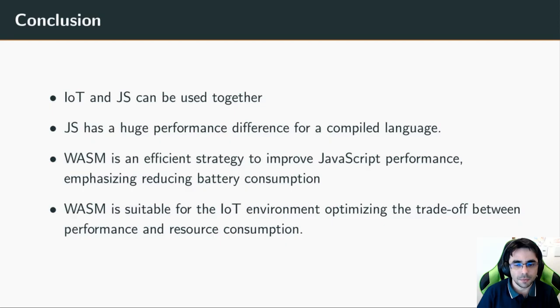Internet of Things and JavaScript can be used together. However, there are several challenges and opportunities to use the JS language applied to the IoT context. Furthermore, JavaScript is suitable to build pretty stable, clean, and maintainable code based on modern frameworks and design pattern practices. The evaluation presented in this paper showed that WebAssembly is an efficient strategy to improve JavaScript performance, being superior in all evaluated items, emphasizing reducing battery consumption.